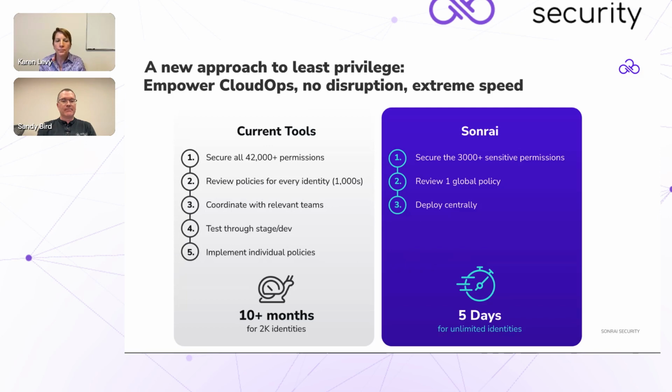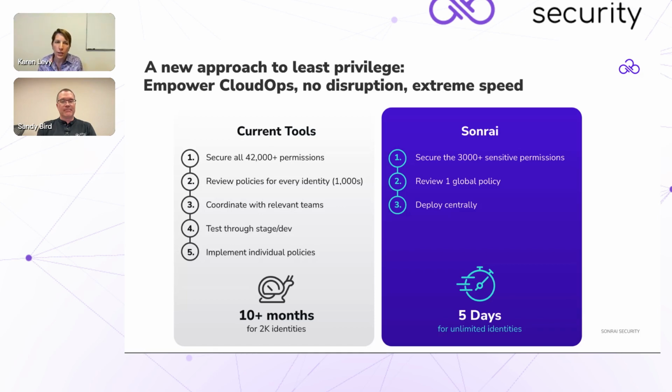And when we say speed, we've worked with organizations that have tried to fix this excessive permissions problem. One company we worked with tried this. They spent 10 months to fix 2,000 identities. They were fixing them one by one. And in that time, more identities were created. So they hadn't actually made the progress that they had hoped to. With the Cloud Permissions Firewall, in 5 days, you can bring all of the identities in your cloud, no matter how many they are, to a state of least privilege.